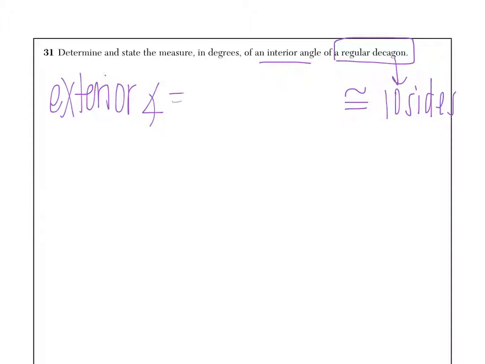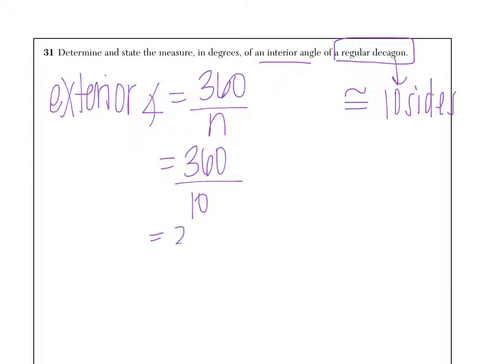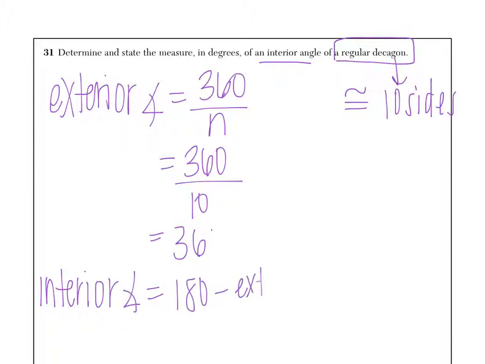So an exterior angle is actually just 360 divided by the number of sides, n. So in other words, 360 divided by 10, which gives us 36. But to find the interior angle, we have to subtract that from 180. 180 minus the exterior angle. So 180 minus 36 to give us 144 degrees.